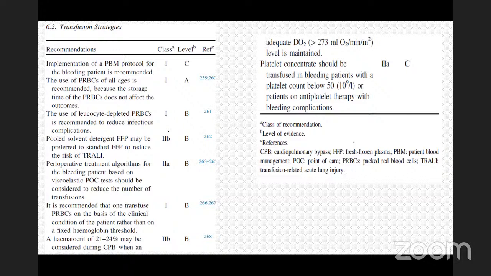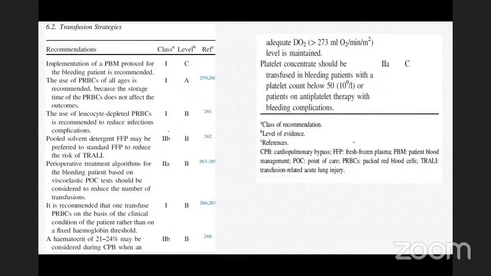Perioperative treatment algorithm for the bleeding patient based on viscoelastic point of care tests should be considered to reduce the number of transfusions. This is class 2A, level B. It's recommended that one transfuse packed RBCs on the basis of the clinical condition of patients rather than on a fixed hemoglobin threshold. This is also class 1 level B.